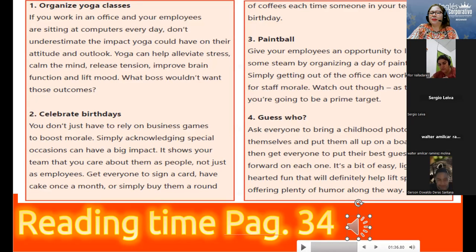You don't just have to rely on business games to boost morale. Simply acknowledging a special occasion can have a big impact. It shows your team that you care about them as people, not just as employees. Get everyone to sign a card, have cake once a month, or simply buy them a round of coffee each time someone in your team has a birthday.